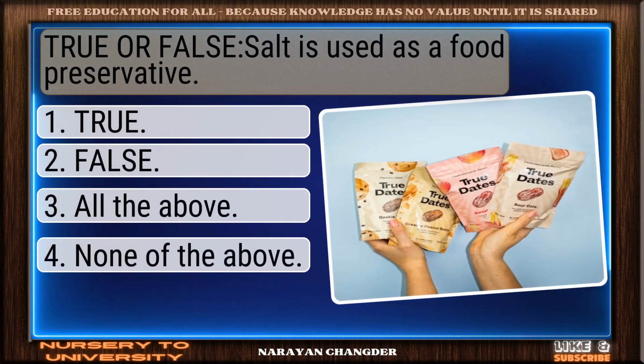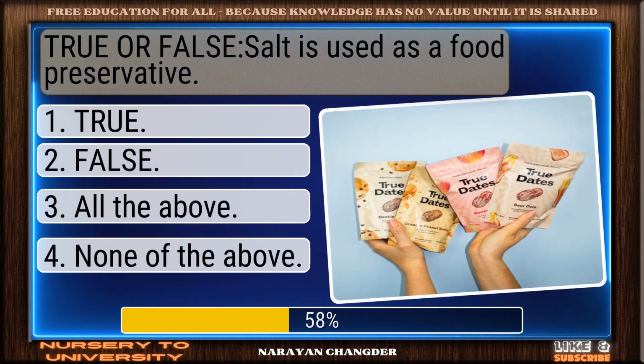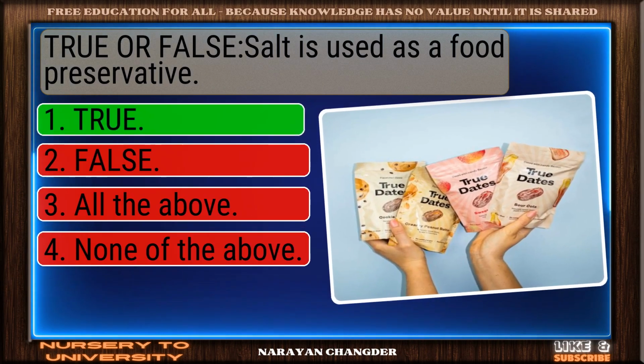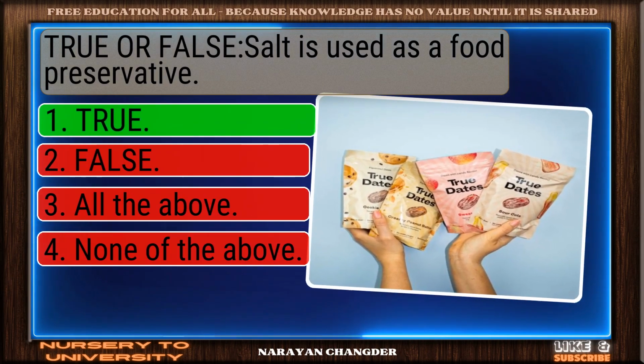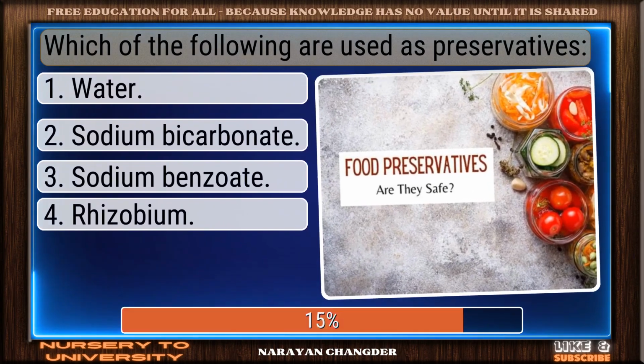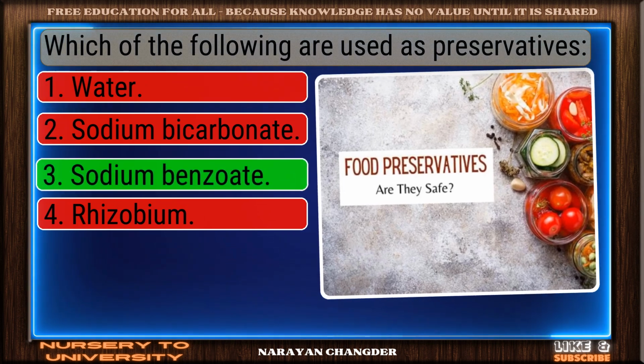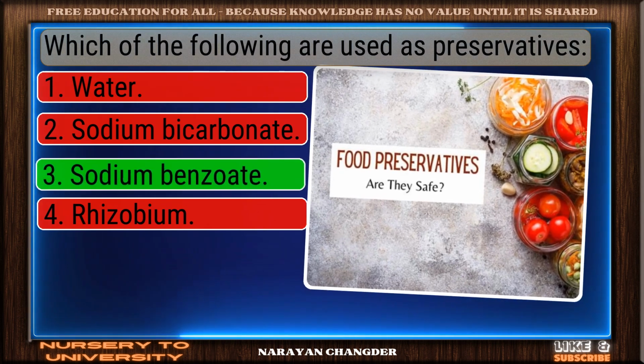True or false? Salt is used as a food preservative. Nice work. You chose true and it is correct. Which of the following are used as preservatives? Right choice. Sodium benzoate is the best answer.